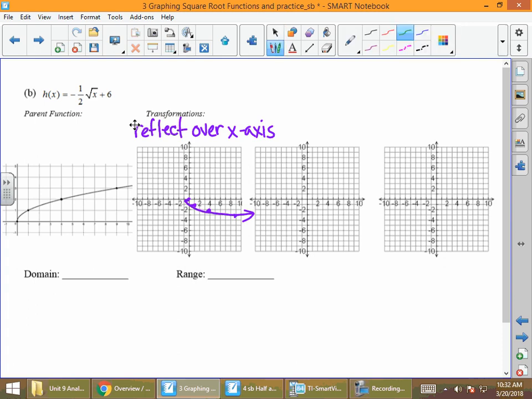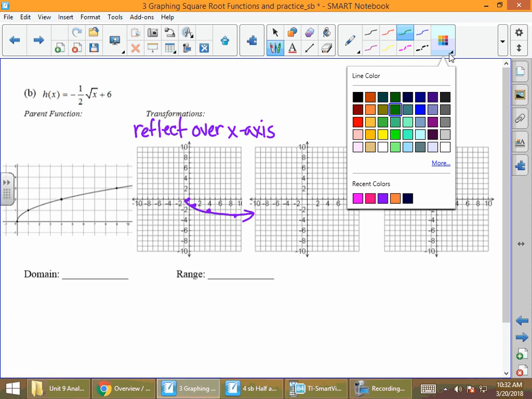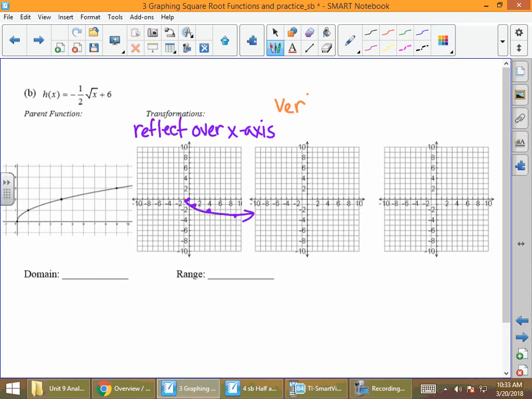The next transformation is going to occur with that 1/2, which is outside of the function. And how does that change our function? It's going to be compressing. So we're going to vertically compress by 1/2. Very hard for me to get the points in here. I'll do the best that I can.